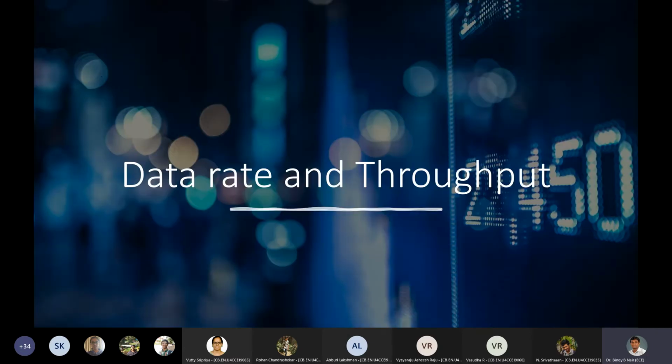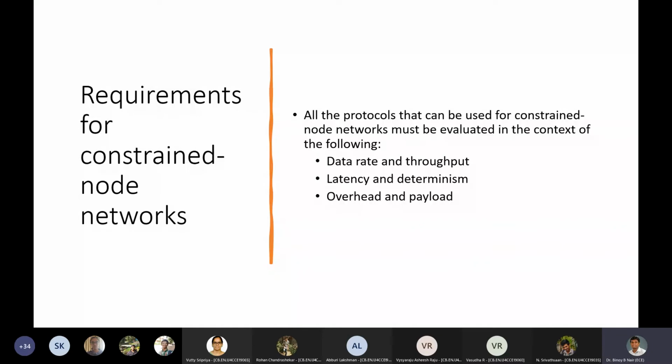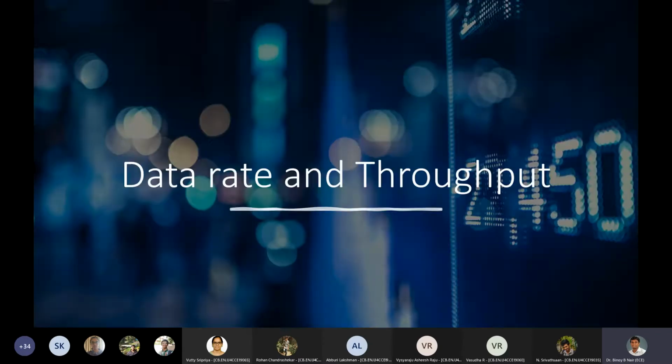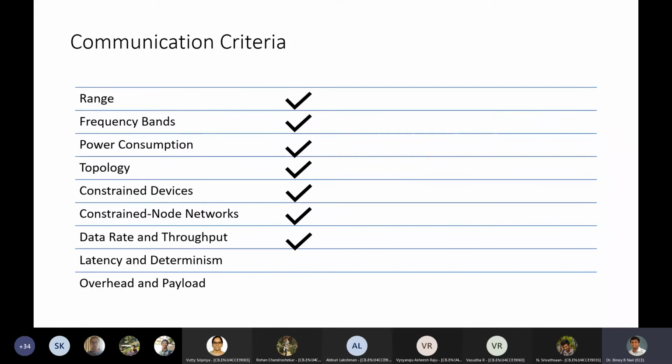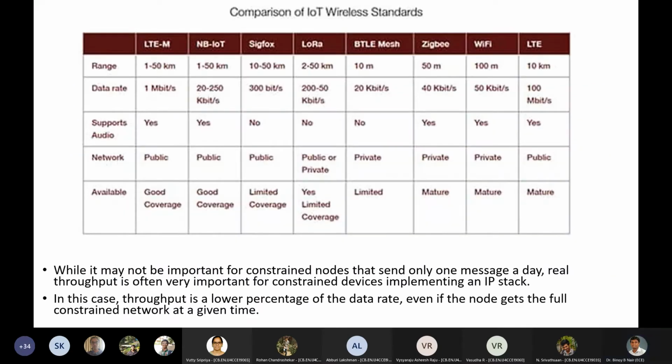Right. So first we'll be looking at all these three aspects one by one. We'll first start with the data rate. Let's look at the data rate first, and you can see what data rate is typically available for typical wireless standards.